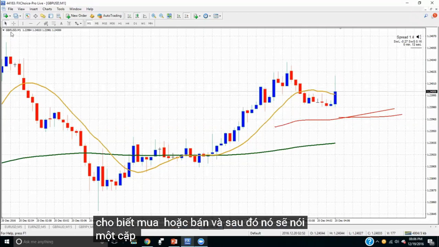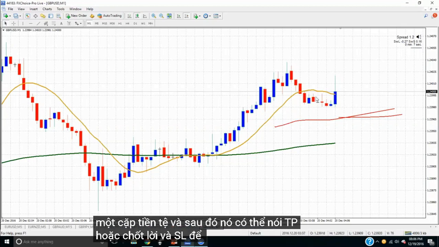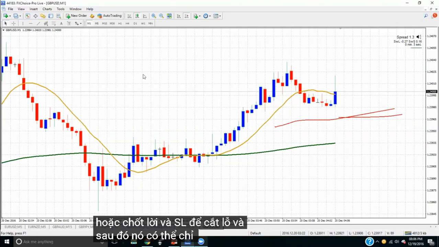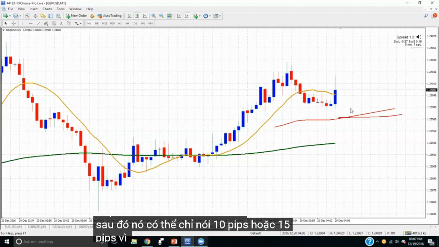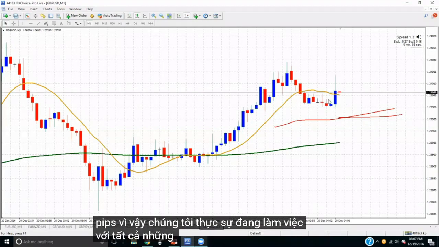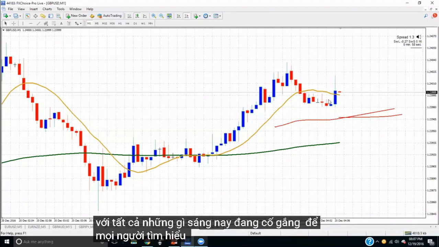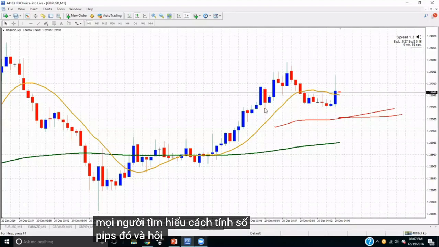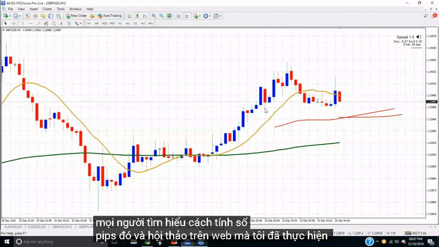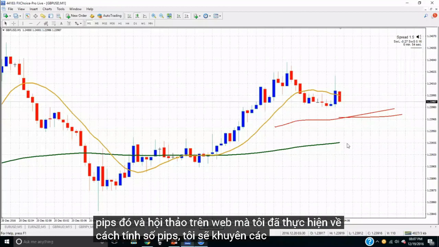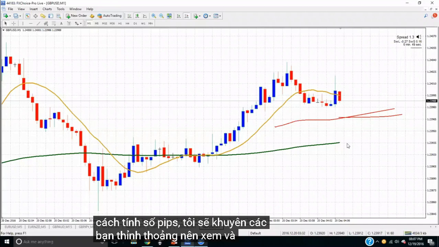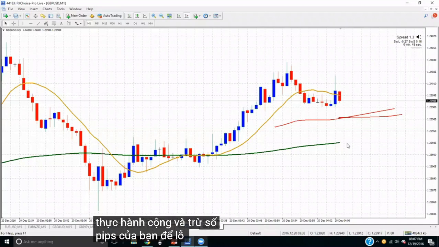And then it'll say a currency pair. And then it might say TP for take profit and SL for stop loss. And then it might just say 10 pips or 15 pips. So we really were working on all that this morning, trying to get everyone to learn how to calculate those pips. And the webinar that I did on how to calculate pips, I would advise you guys to watch that several times and practice adding and subtracting your pips for your take profit and your stop loss.